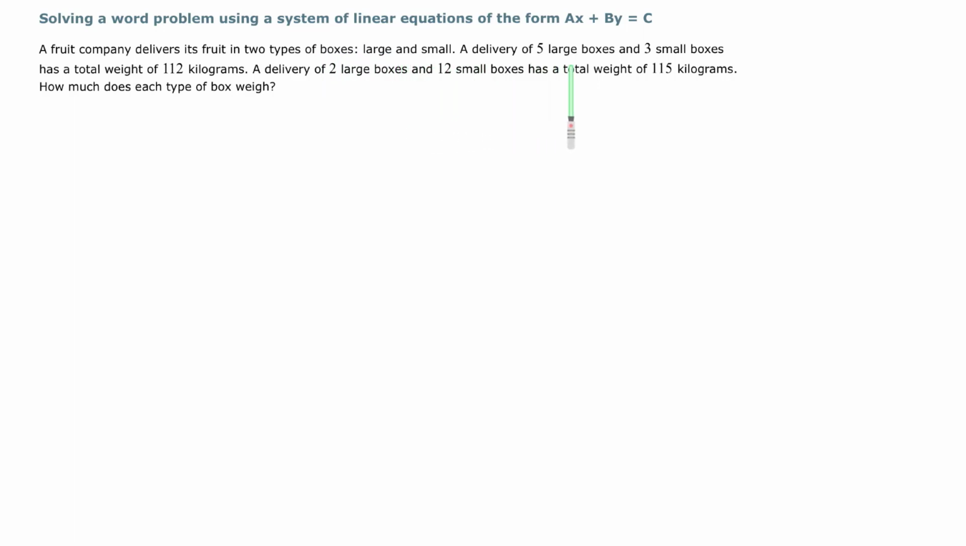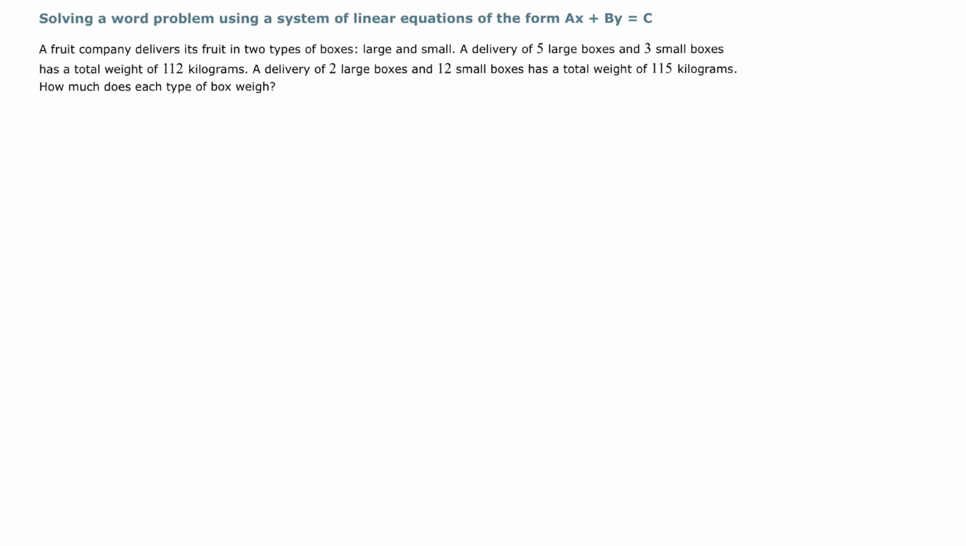A delivery of 5 large boxes and 3 small boxes has a total weight of 112 kilograms. A delivery of 2 large boxes and 12 small boxes has a total weight of 115 kilograms. How much does each type of box weigh?